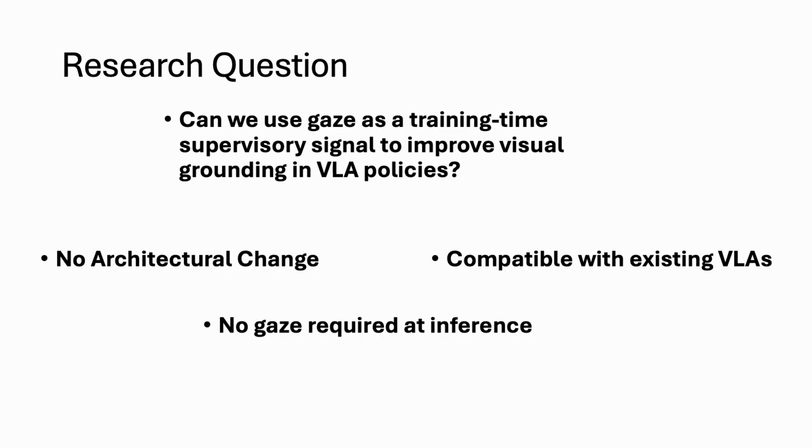So the key research question is: can we use gaze as a training time auxiliary signal to improve grounding in VLA policies without changing the architecture and without using gaze during inference?